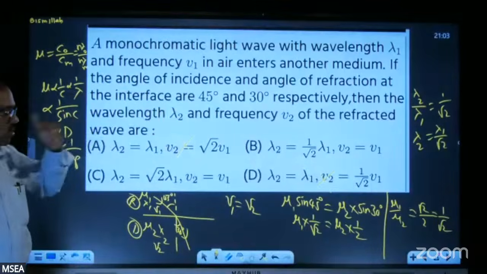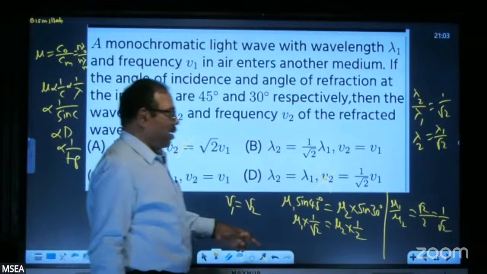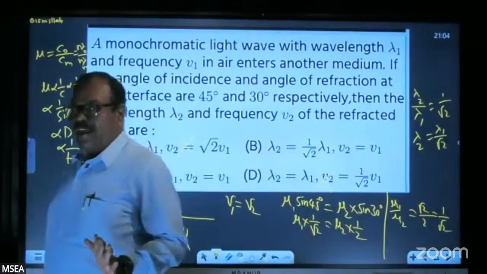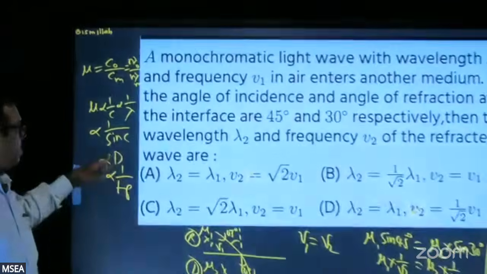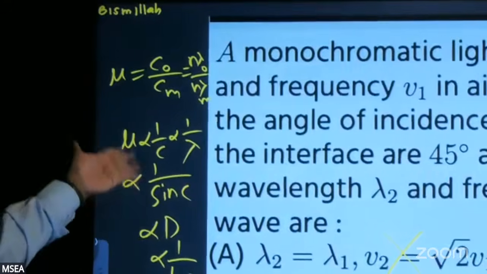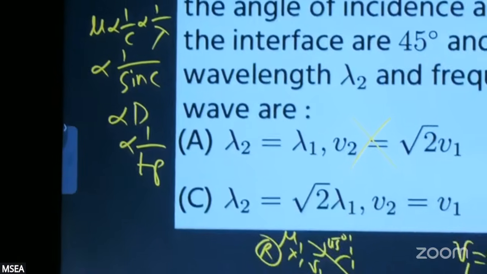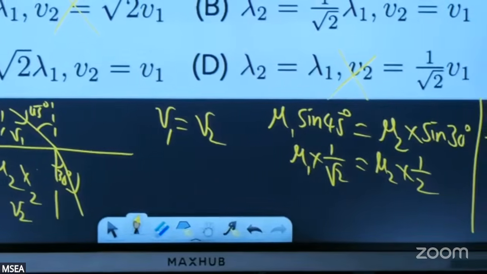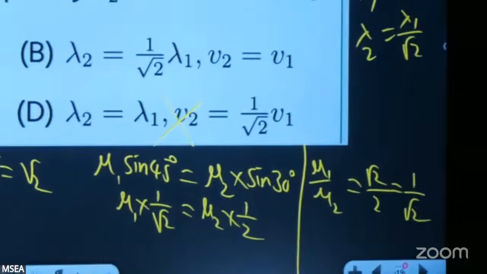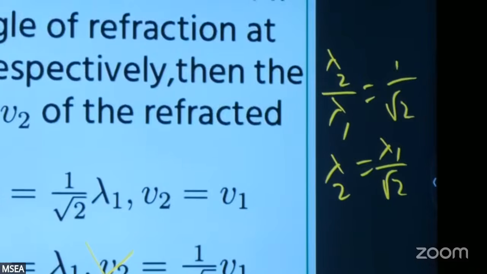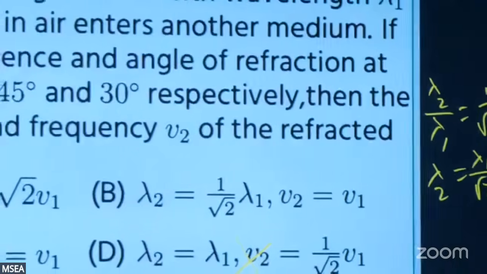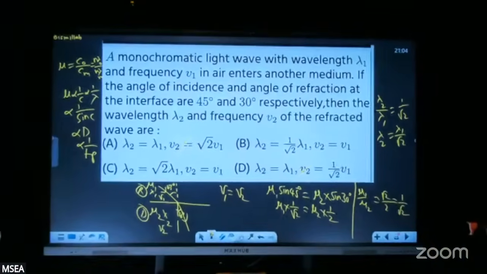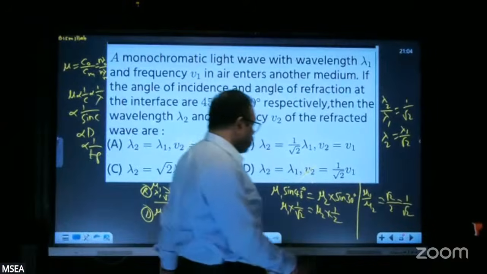Because mu is inversely proportional to lambda, instead of mu1 by mu2 I can take lambda 2 by lambda 1. This is the way you have to do this type of question. You have to remember Snell's law and also the relation of mu and lambda. Right, next we go to the next question.